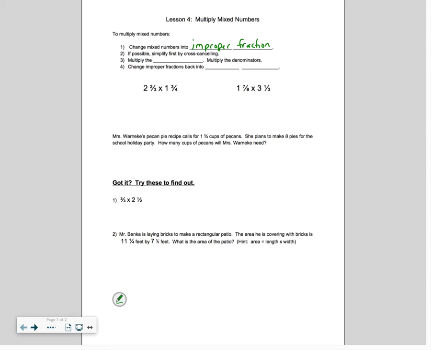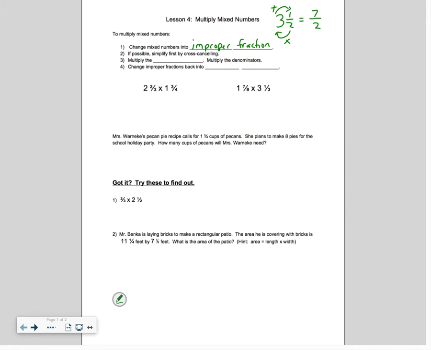So if I have 3 1/2 and I want to change that into an improper fraction, remember we take the 2 times the 3 and we get 6. We add the 1, and 6 plus 1 is 7. So 3 1/2 is equal to 7/2. That's a reminder for later.